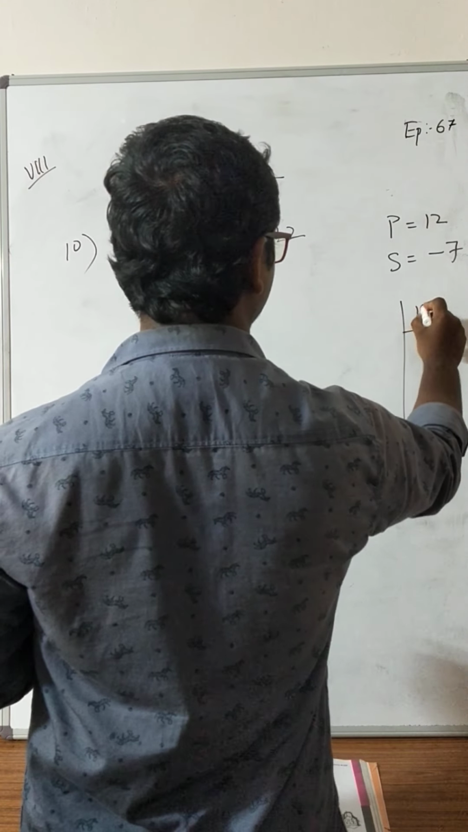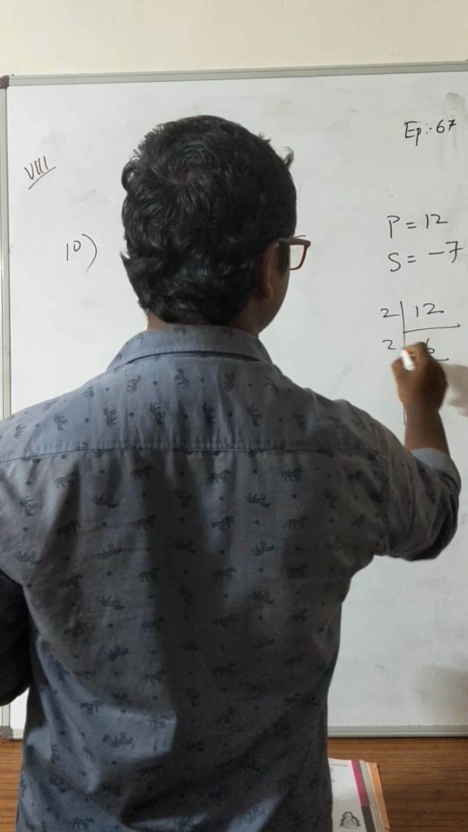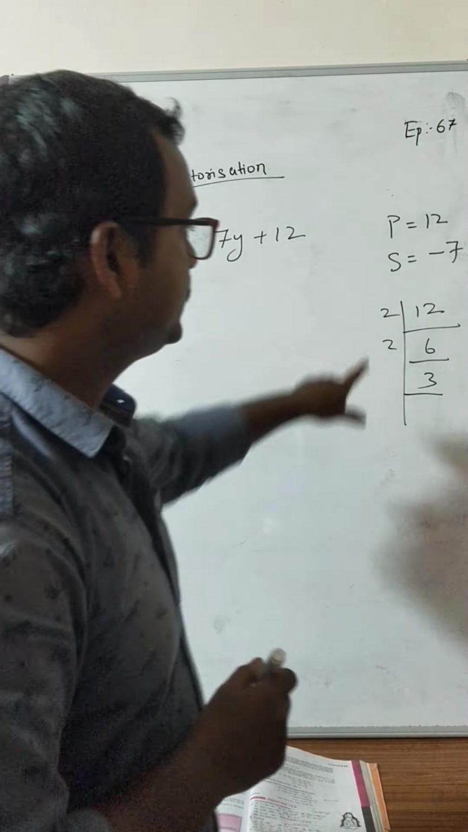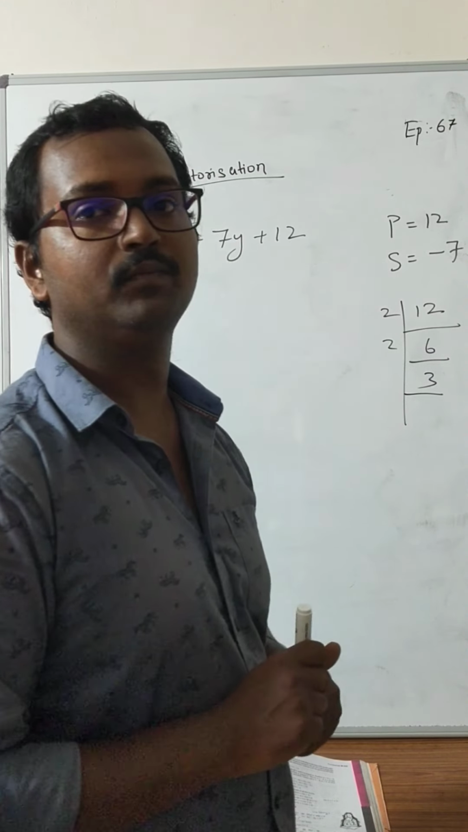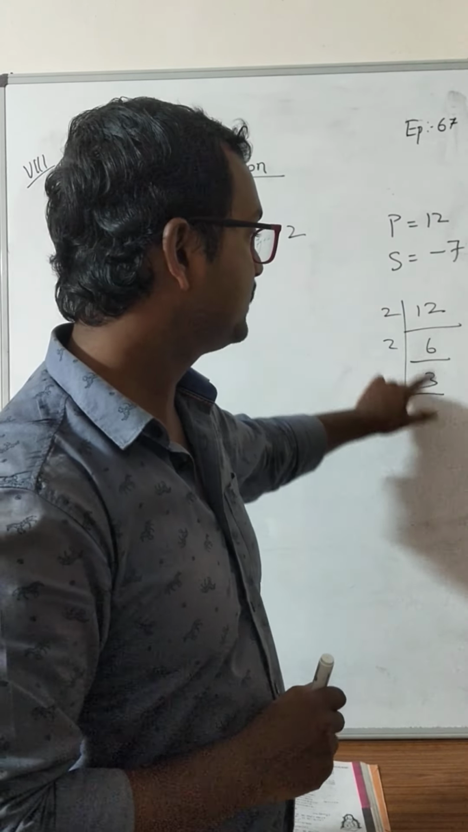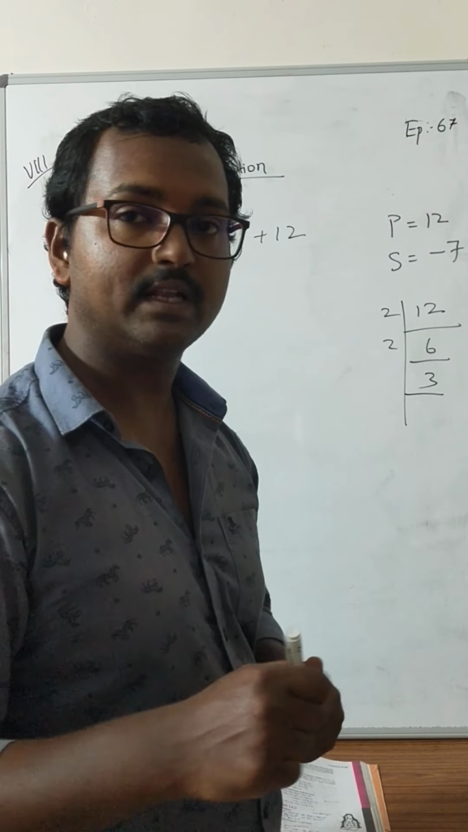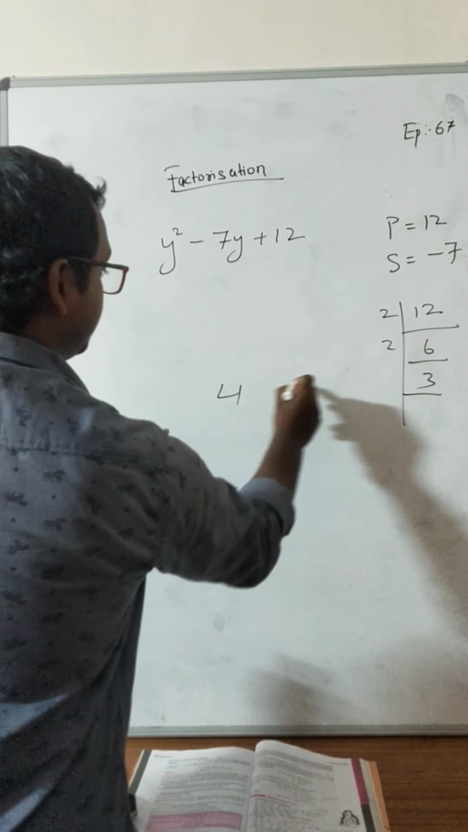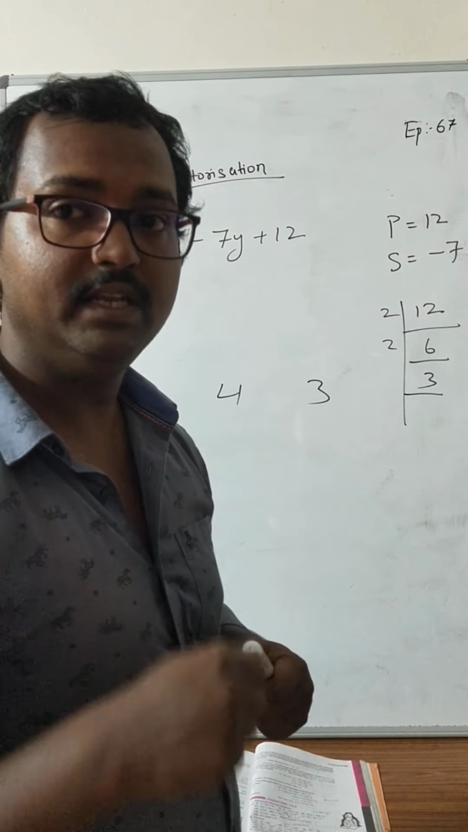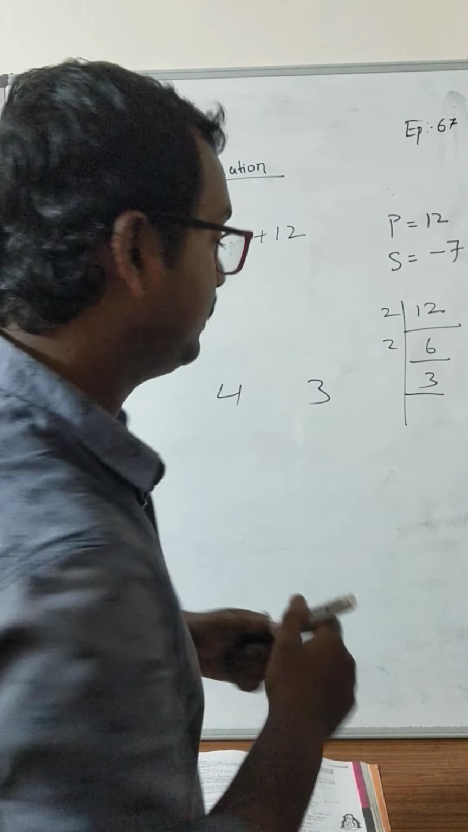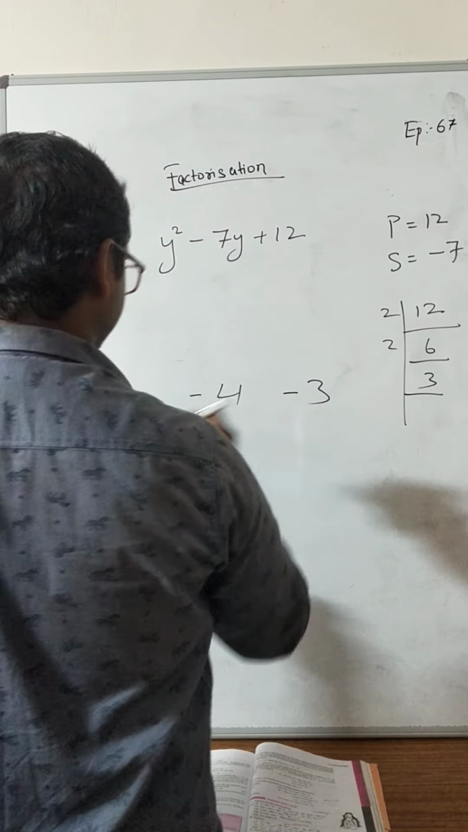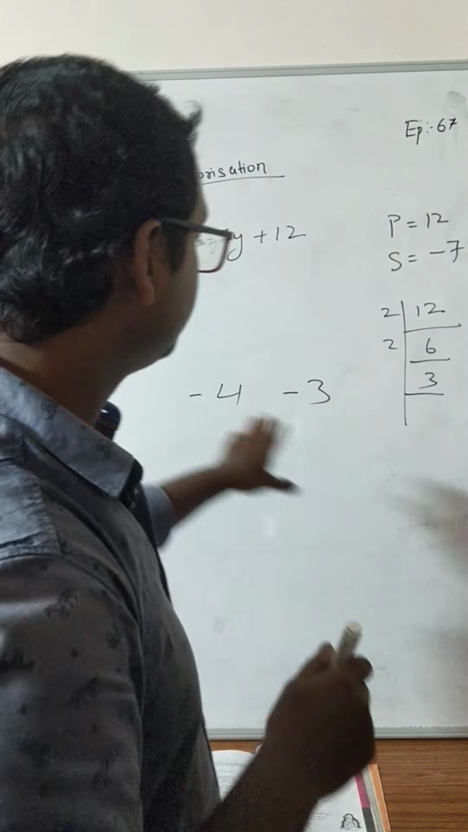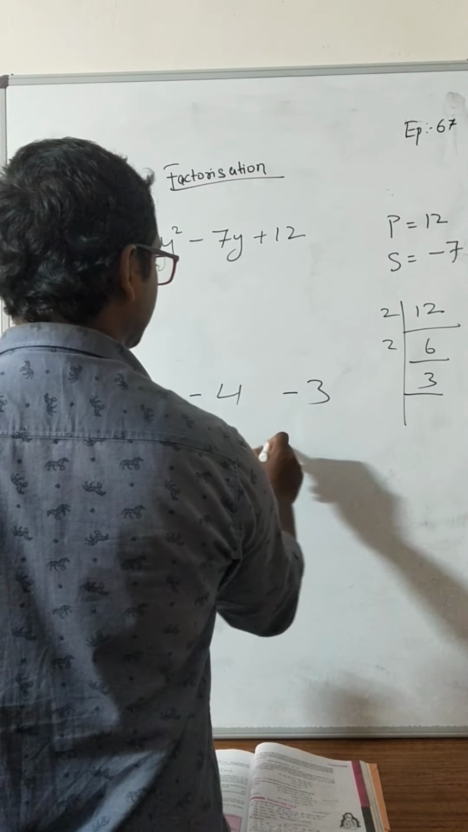Now see, 12: 2, 6, 2, 3. Okay, I have found all the prime factors of 12. Now using this 2, 2, 3, I have to make 7. How? 2 into 2, 4. 4 plus 3, 7. But what I require in this case is minus 7, not 7. So what I am going to do is put minus 4 and minus 3. See, when minus and minus come, we add the numbers and put the sign minus. So minus 4 minus 3 becomes minus 7.